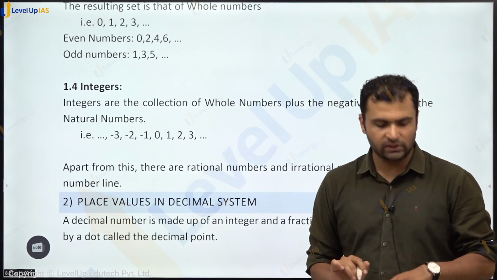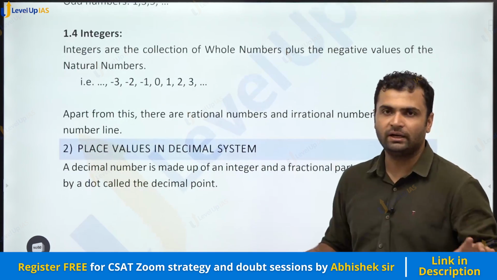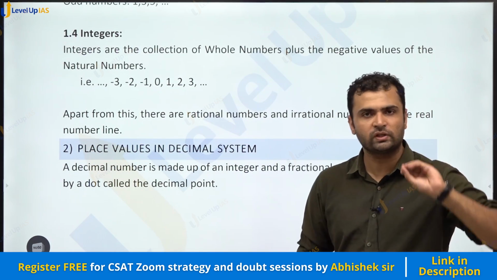Next, we'll move to an important section from where questions are getting asked. We are focusing on a very question-centric approach here.